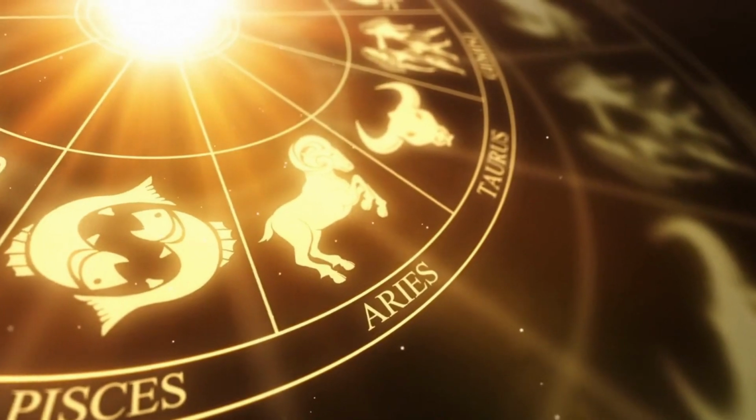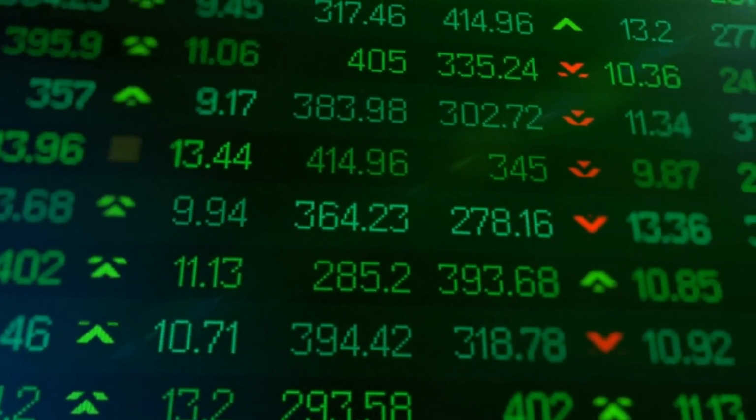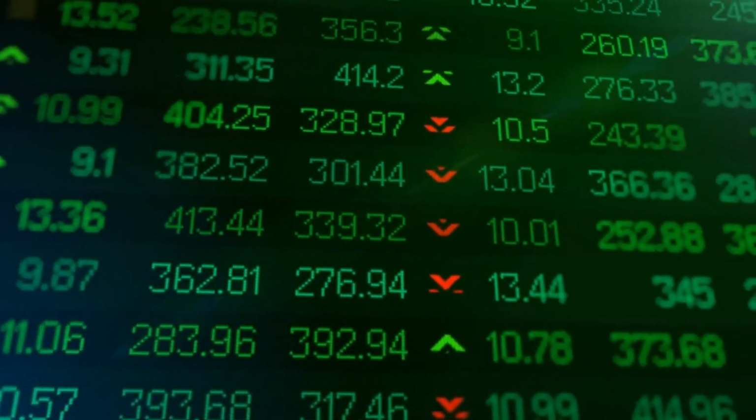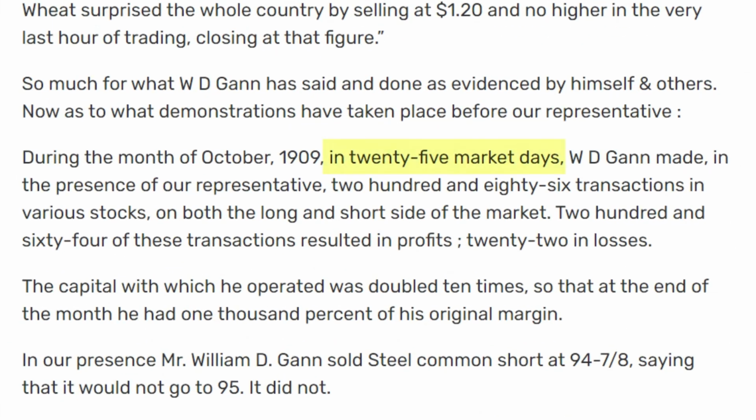Googling W.D. Gann will spit out loads of search results which focus on astrology and forecasting, but first and foremost, Gann was a trader whose results are relatively unparalleled. Proof of this is in a report by Richard Wyckoff, who watched Gann trade for 25 market days, and in that time, Gann made 286 trades, with 264 of them showing a profit, and he doubled his startup capital by 10 times. I can say with confidence that the main reason for Gann's success is his swing chart, which is exactly what I'll show you now.